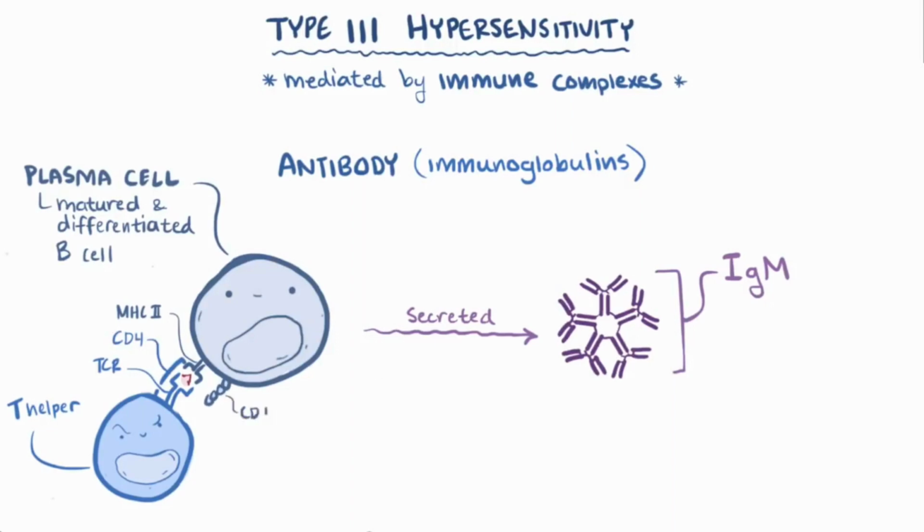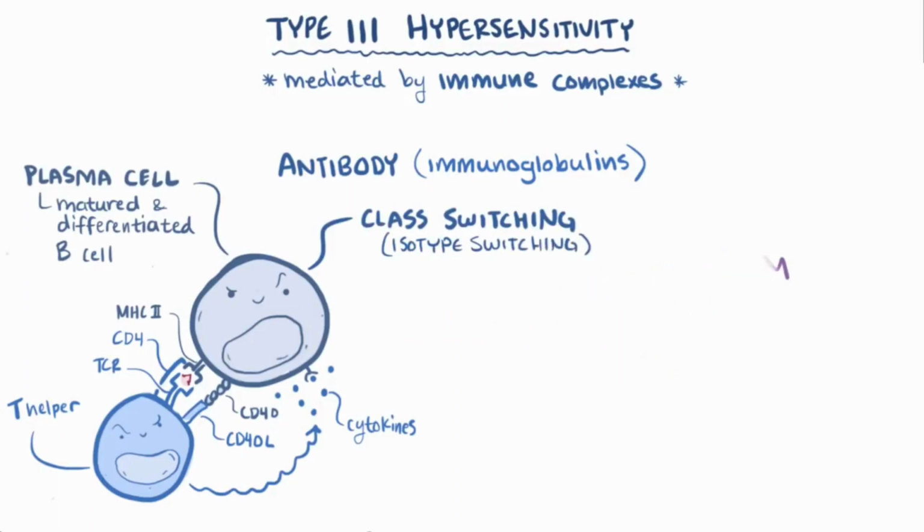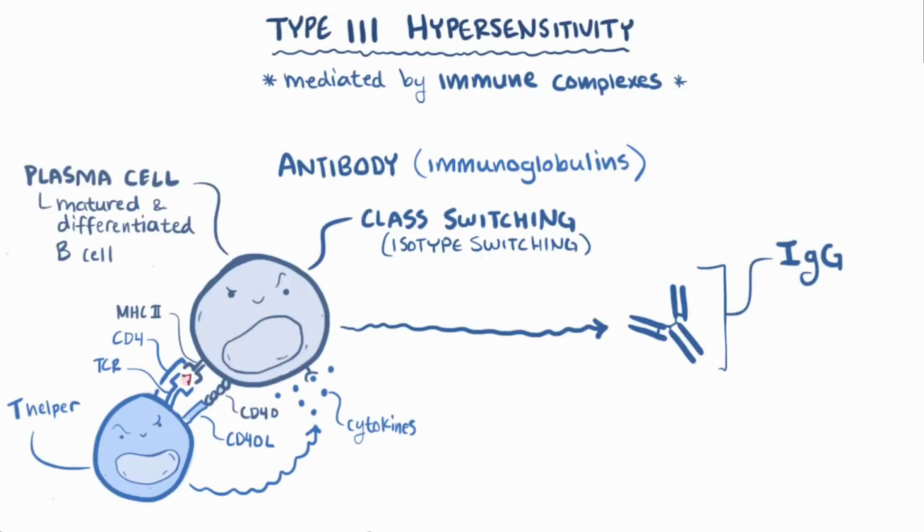The B cell CD40 also binds to the T cell CD40 ligand, and then the T cell releases cytokines, which result in B cell activation and class switching, or isotype switching, where it changes the type of antibodies it makes. In type 3 hypersensitivity reactions, typically B cells switch from making IgM to making IgG antibodies.